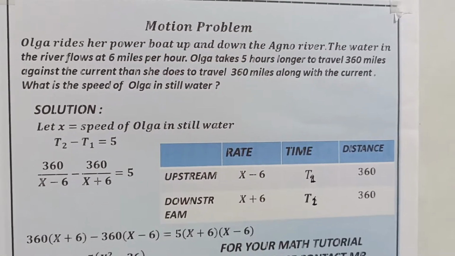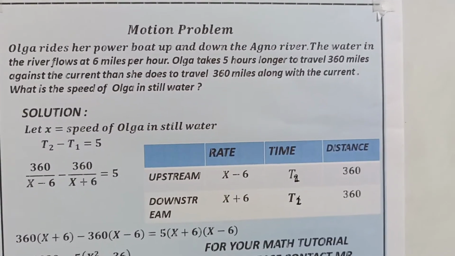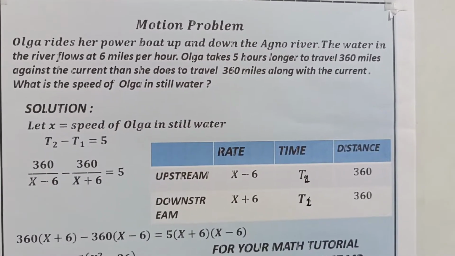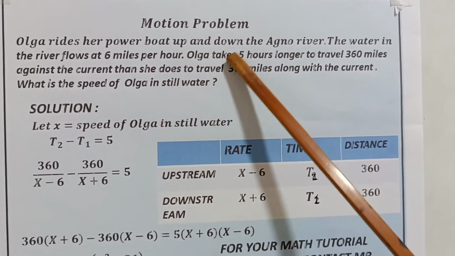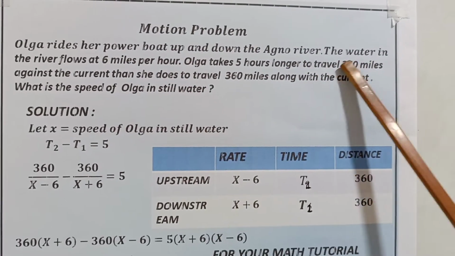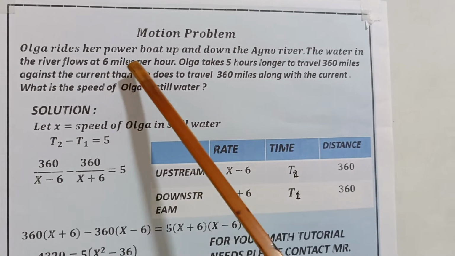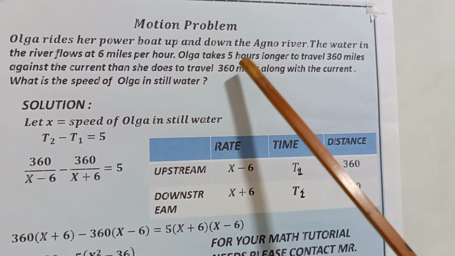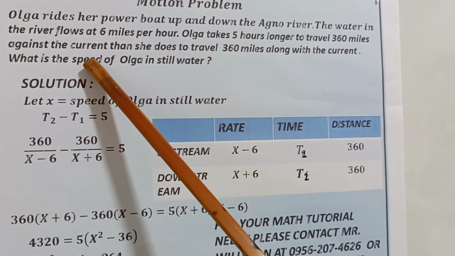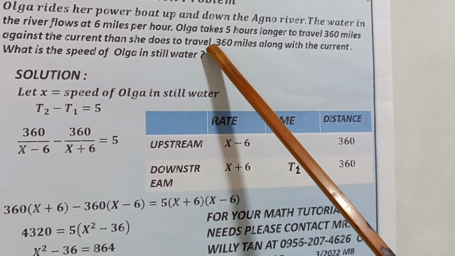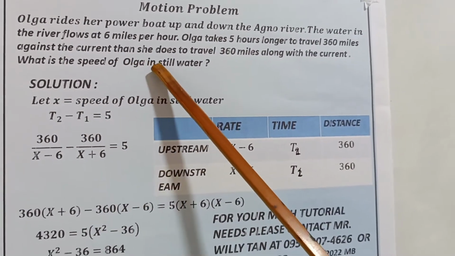Now we are going to discuss three problems on motion problems, good for grade 9 students. The first one states that Olga rides her powerboat up and down the Agno River. The water in the river flows at 6 miles per hour. Olga takes 5 hours longer to travel 360 miles against the current than she has to travel 360 miles along with the current. What is the speed of Olga in still water?